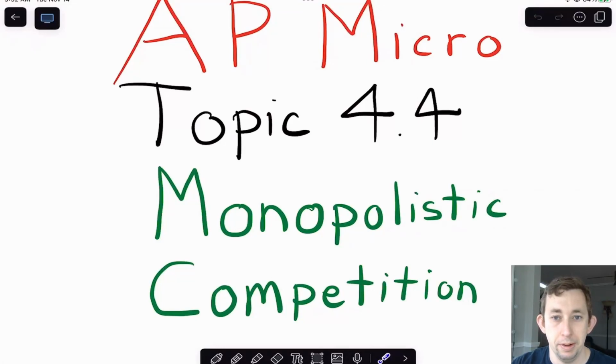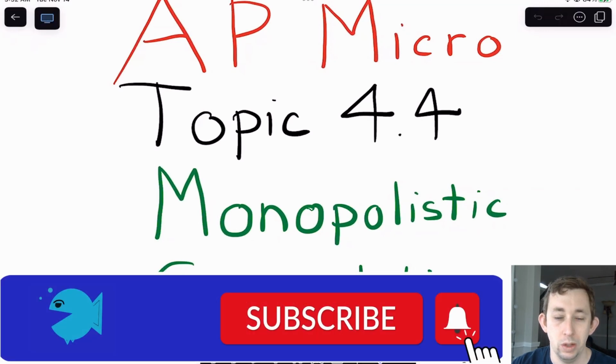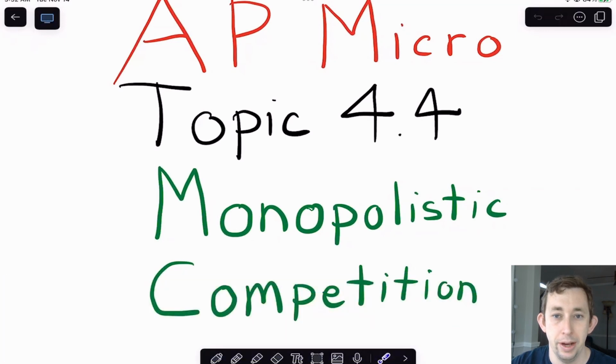Today I'm talking about topic 4.4, which is monopolistic competition. So this is going to be a super quick video where I just go over the characteristics of a monopolistically competitive market. Then I'm going to show you the graphs. And that's all we're going to do. So let's go ahead and get right into it.